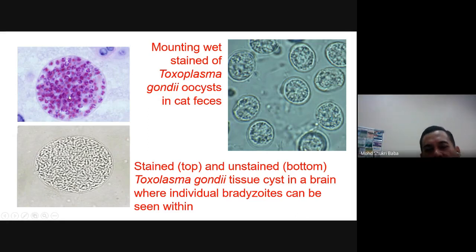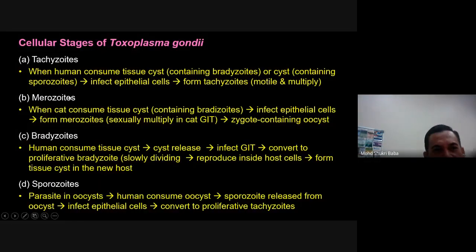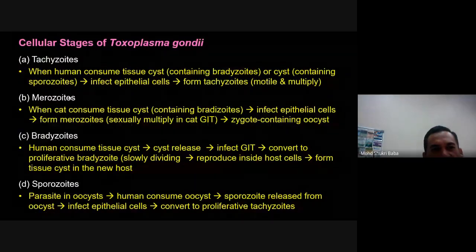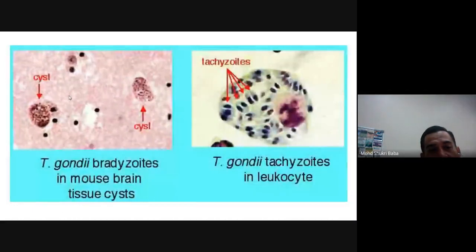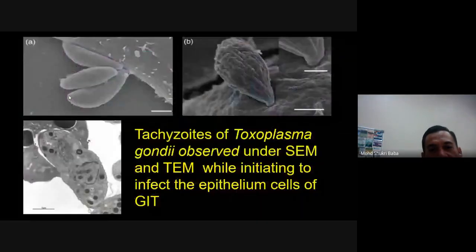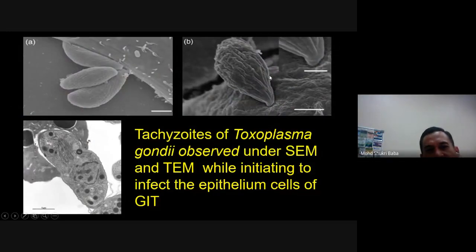Alright. So tengok dalam hal ni awak kena tengok semula dia punya kitaran morfologi antara tachyzoid, merozoid, bradyzoid and sporozoid. So this is the reason yang saya kata tadi kenapa morfologi tachyzoid itu dia berbentuk seperti macam ni. Tachyzoid of Toxoplasma gondii observed under electron microscope, scanning electron microscope and transmission electron microscope.